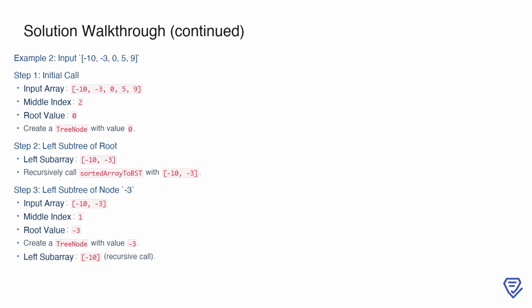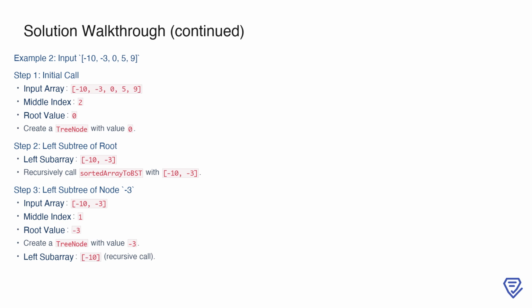Next, we focus on the left subtree of the root. The left subarray contains elements before index 2, which is -10, -3. We make a recursive call with this left subarray. For the left subtree of the root, the input array is -10, -3. The middle index here is 1, and the value at this index is -3. We create a tree node with this value.